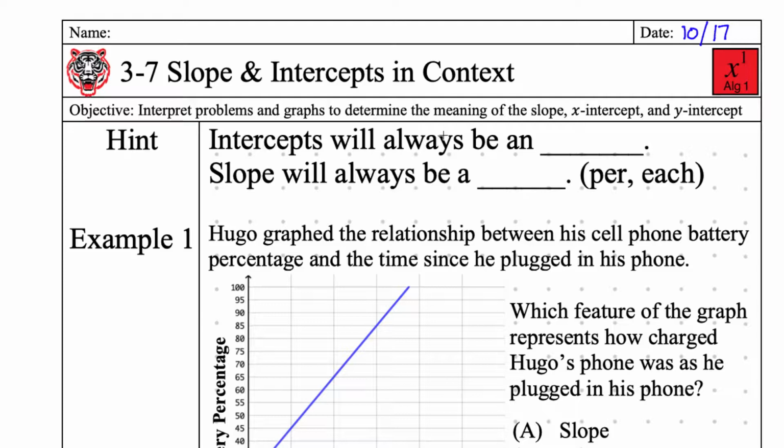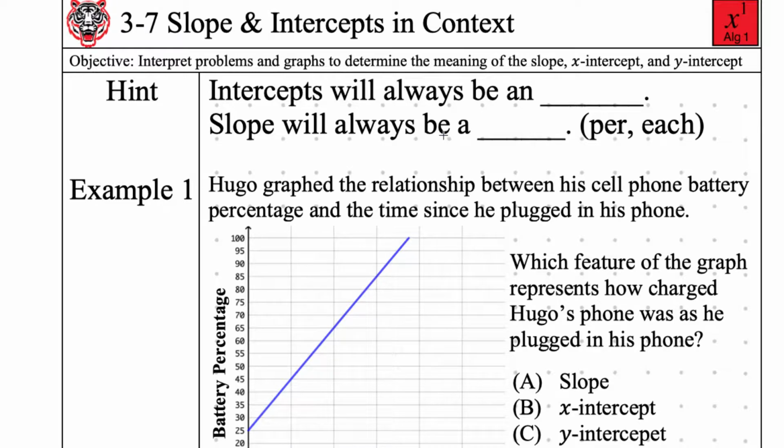So our objective today is to interpret problems and graphs to determine the meaning of the slope, x-intercept, and y-intercept. So my overarching hint for you guys is as follows. Intercepts will always be an amount, and slope will always be a fraction or a ratio, whatever you prefer. I like the word ratio.